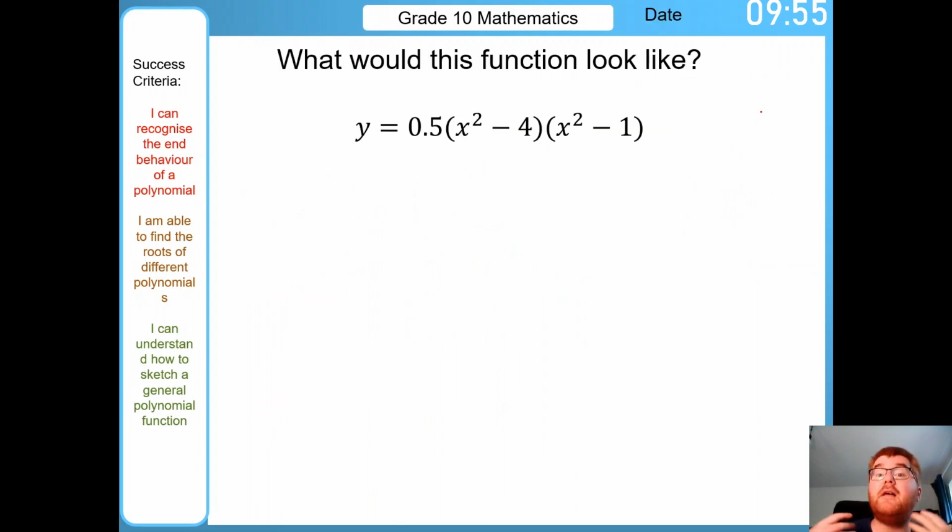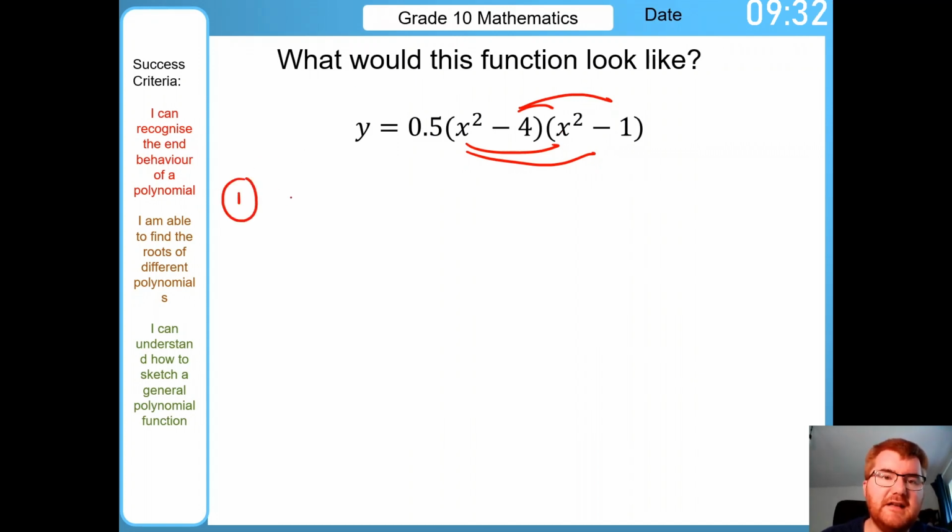Now, once we've got all that information together, we can then actually start sketching these functions pretty accurately. So let's look at this question here. What would this function look like? We've only got 10 minutes left here. So first of all, if I was to multiply out all this bracket, I'm not going to do the entire thing. That means we get x to the power of 4. So the first thing to notice here is we're going to get an x to the power of 4 function. And it's going to be positive, so that's important to realize.